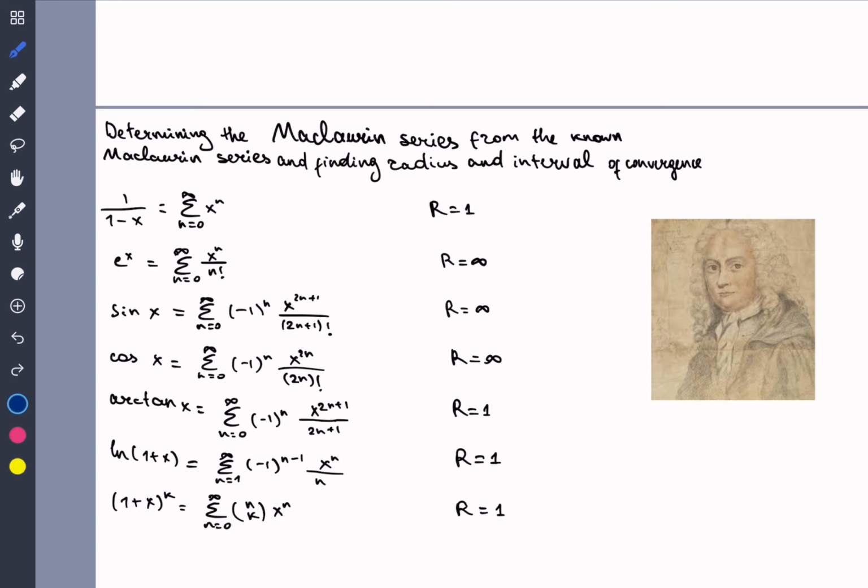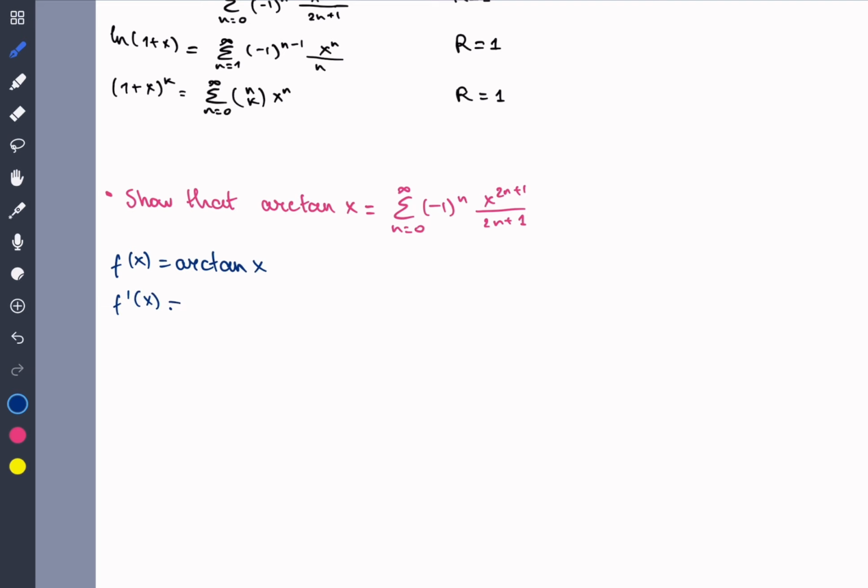First, to show that arctangent x is that given series, we'll make use of geometric series. We start by taking f of x equal to arctangent x, and we compute the derivative of f of x, which is the derivative of arctangent x, which is equal to 1 over 1 plus x squared.